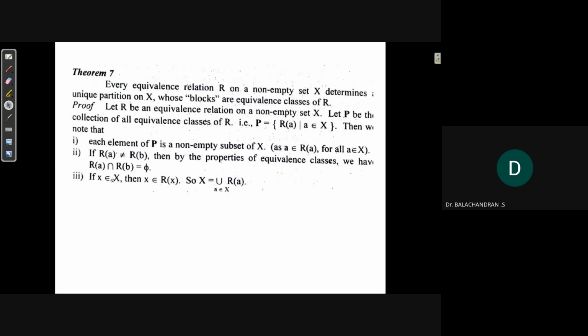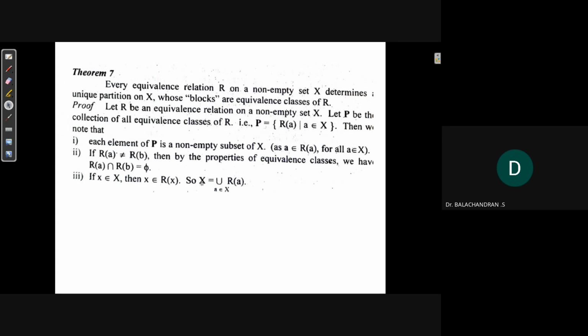And then the last one. If X is in capital X, then X should be in one of the equivalence classes, that is X in R of X. So if you take any element from capital X, that element should be in one of the equivalence classes. So you can write the given set X is equal to the union of all R of A.